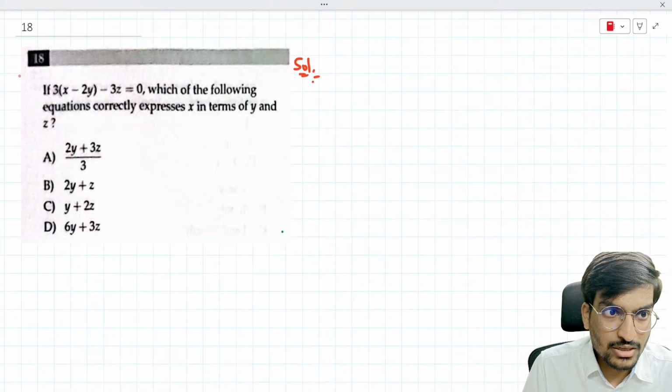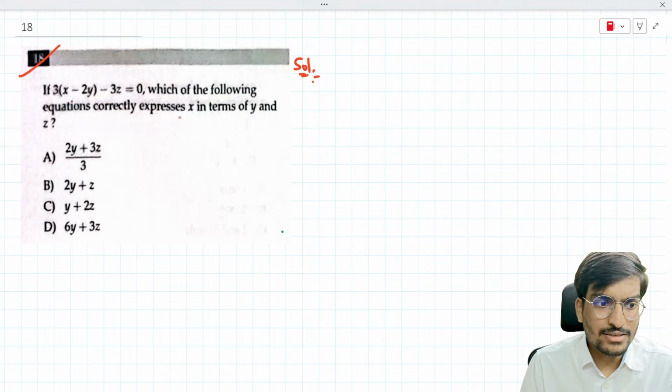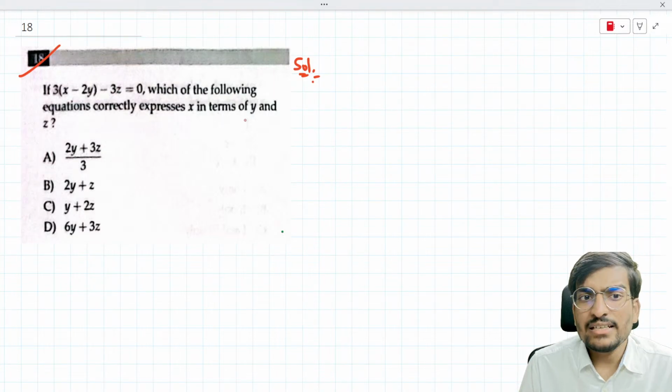Let's go for the next question. If 3 into x minus 2y minus 3z equals 0, which of the following equations correctly expresses x in terms of y and z?